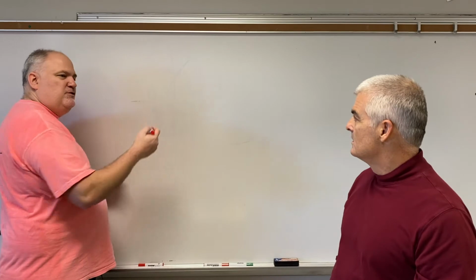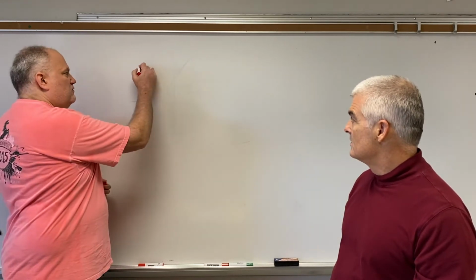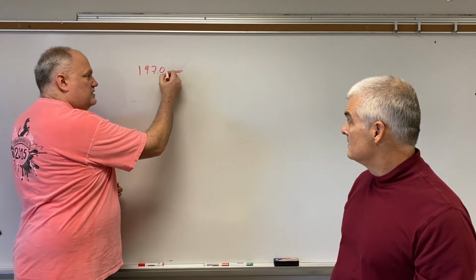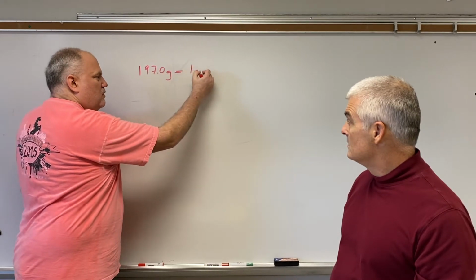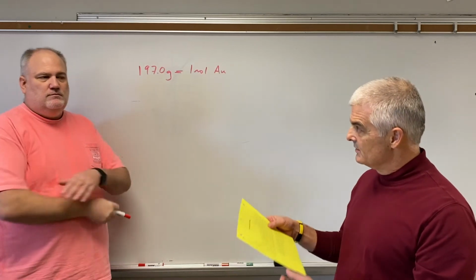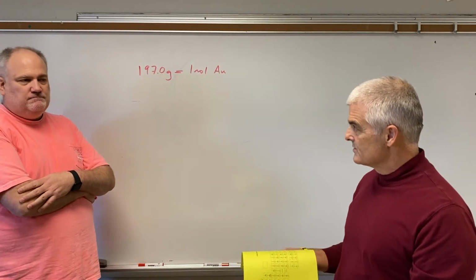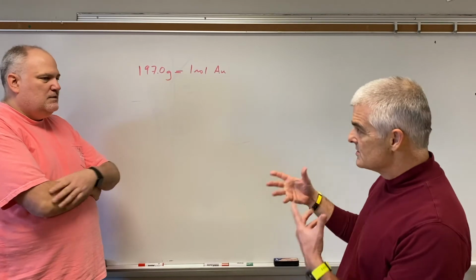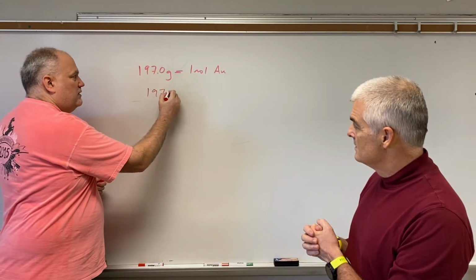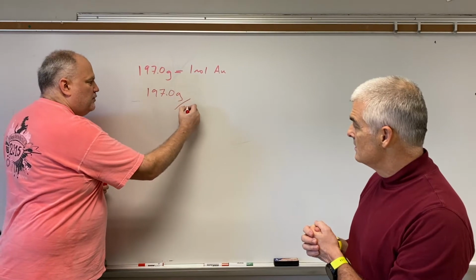Well, anytime we have two things that are equivalent to each other, we could say this: 197.0 grams is equal to 1 mole of gold. So the atomic mass on the periodic table is the molar mass. Now, could you write that like a fraction since they're equal? We often do this to make it a little easier. So we say 197.0 grams per mole.